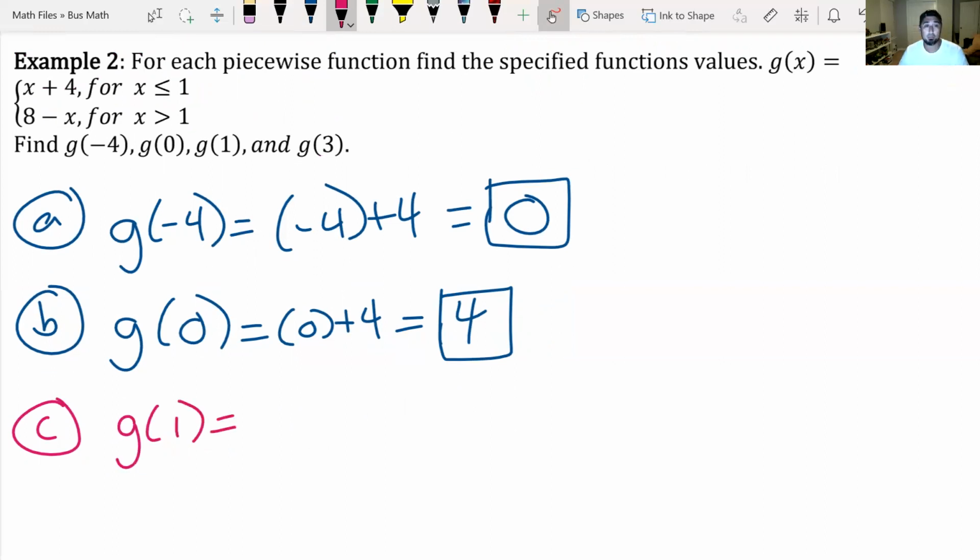g of 1. When x is exactly 1, is 1 less than or equal to 1? Yes, 1 is definitely equal to 1, which means we get to use the first function again. You'll give 1 plus 4, and we'll get 5.